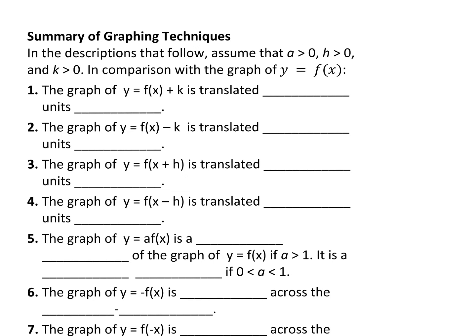So this is a summary of all the transformations, and we have the graph of y equals f of x plus k. That will translate the graph k units up. So this is like if you Googled transformations of functions, this is like what you would see. This is just the summary of everything. And then if it's a minus k, it's going to take the graph k units down.